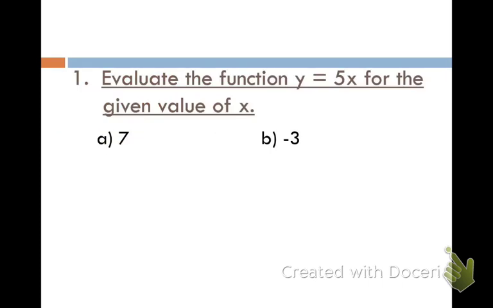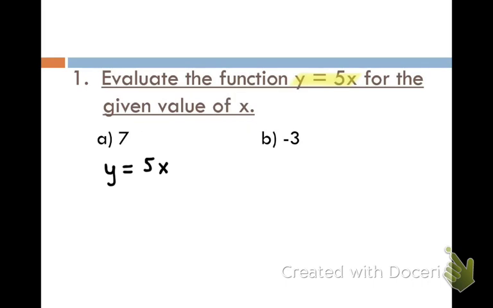Evaluate the function y equals 5x for the given value of x. So we are talking about a specific function. These instructions are asking us to do it with y equals 5x. So the first thing you're going to do down here is we're just going to go ahead and start off with our function. Now it has asked us to evaluate it for what the given value of x is. Whatever x is going to be, this thing right here that it gives you as your original problem.